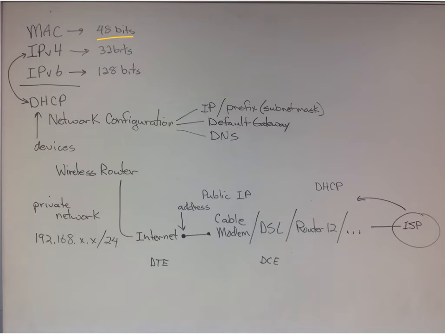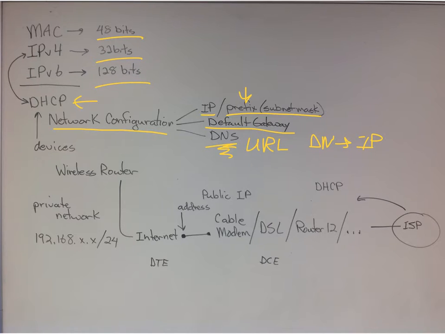Little review. 48 bits for the MAC address, IPv4 32 bits, IPv6 128 bits. Talked about DHCP. We want to get a network configuration, the IP and the mask, or you'll hear us use a prefix. Where to go, default gateway, and if you want to use a URL, you need DNS to convert the domain name to an IP. Okay.